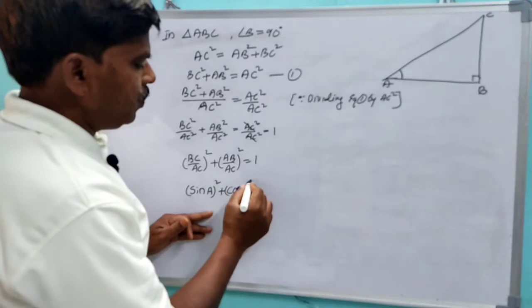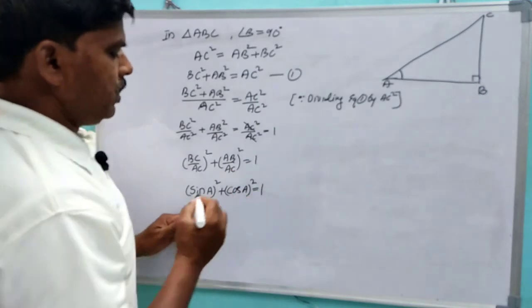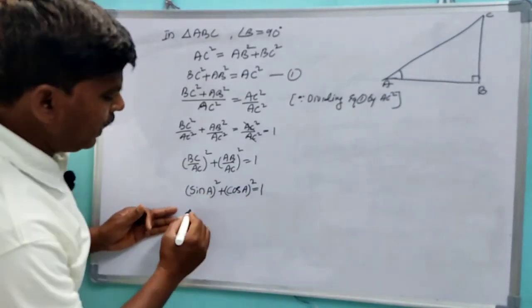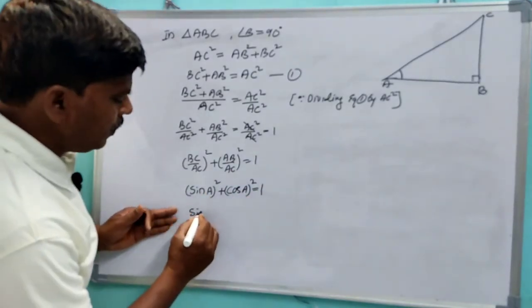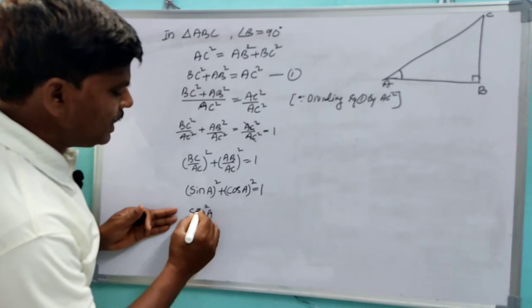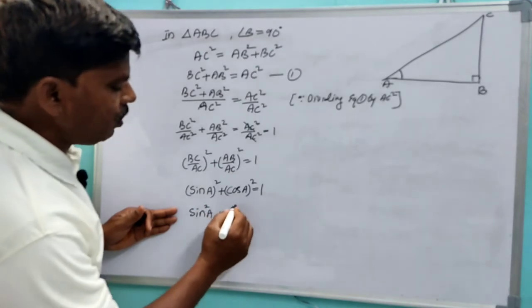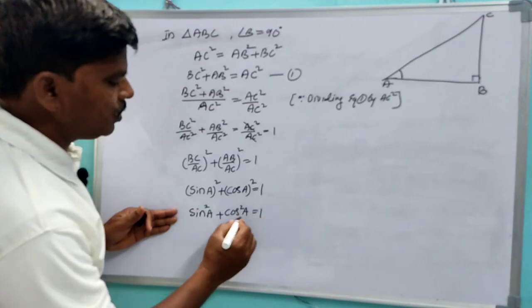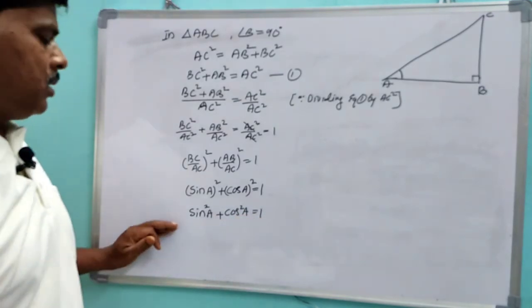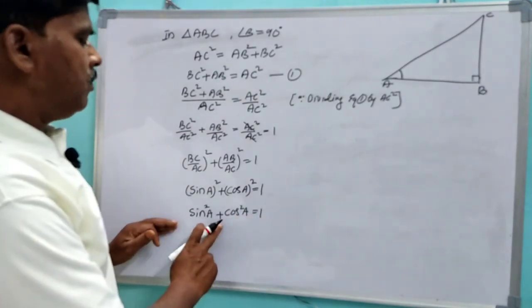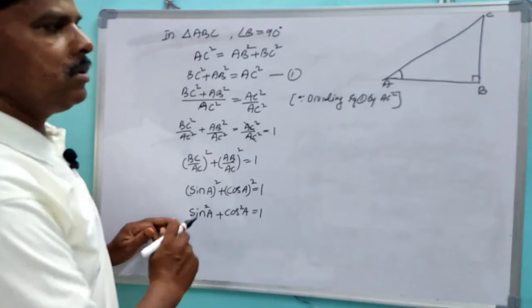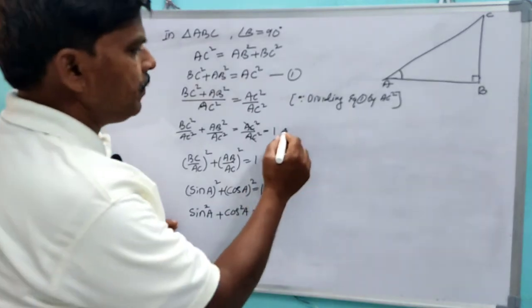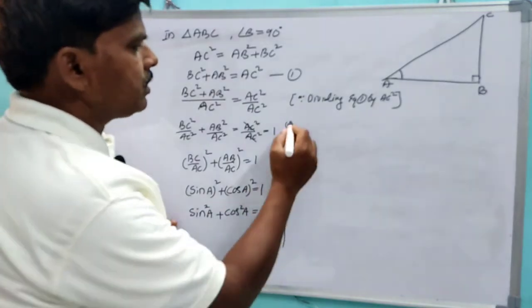So whole square is equal to 1. So this can be written as sin square A plus cos square A is equal to 1. So this is an identity. Sin square A plus cos square A is equal to 1. This is the first identity.